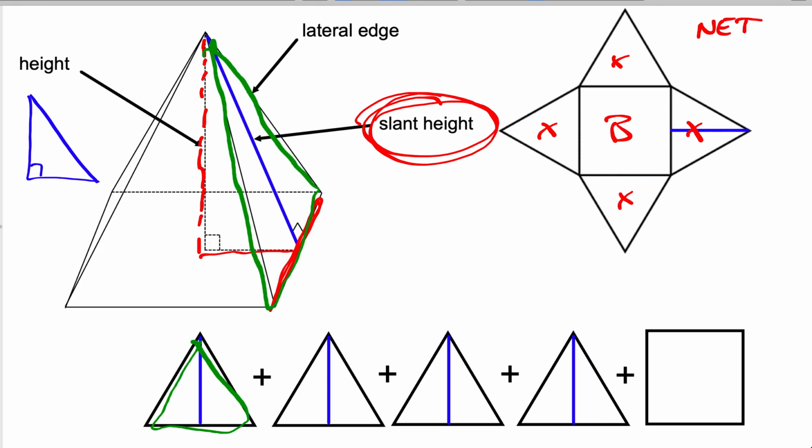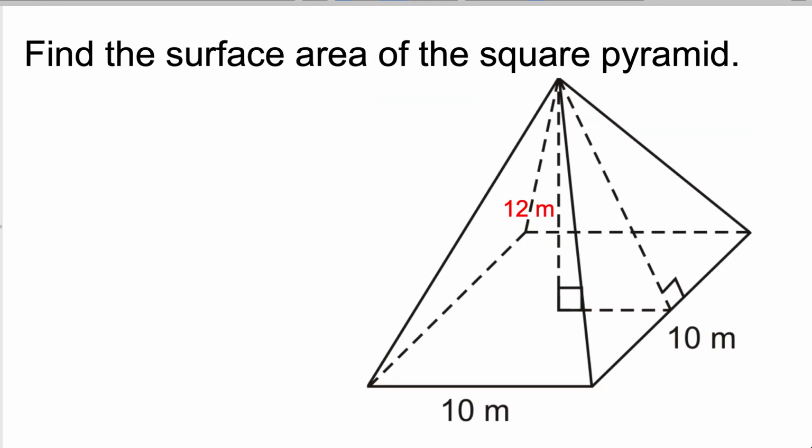Here's one of them, here's another, a third, and a fourth. In this case, all of them are the same. It gets really fun when they're not all the same. And then of course here is the base. So the main focus here is to find the area of the different sides. Now this doesn't look like a square pyramid, but it is. So you got to trust me on that.